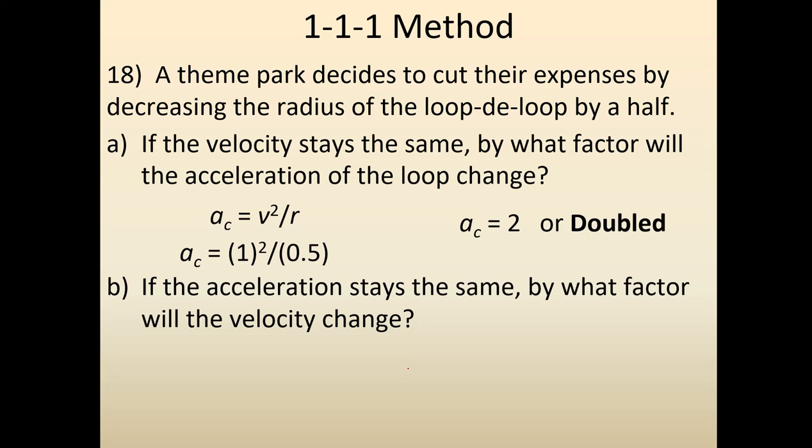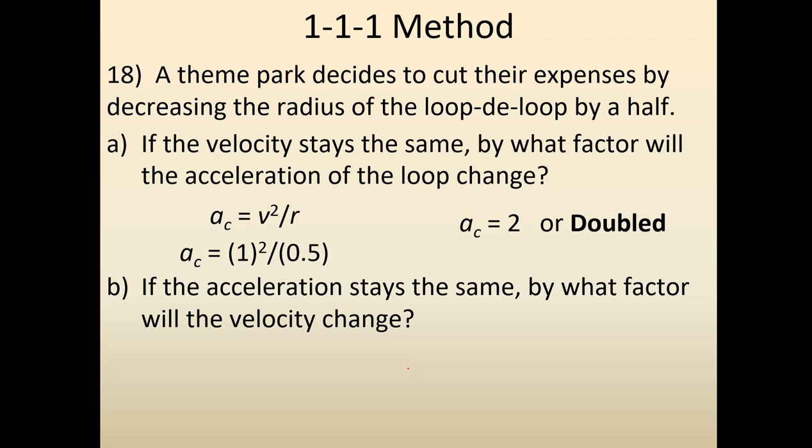So if you built a roller coaster where the acceleration is, let's say, 5 or 6 G's, which is still fairly high, then decreasing the loop-de-loop by half essentially brings that acceleration up to 10 to 12 G's. So there's a good chance that you might actually kill someone by making that change.